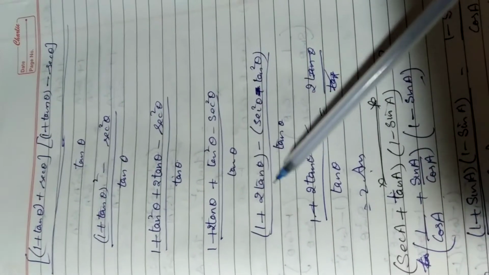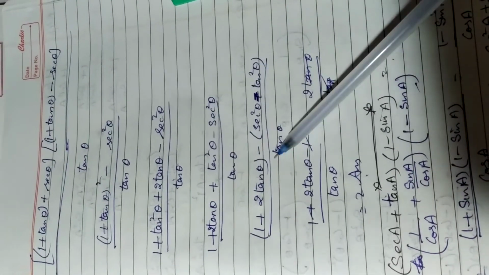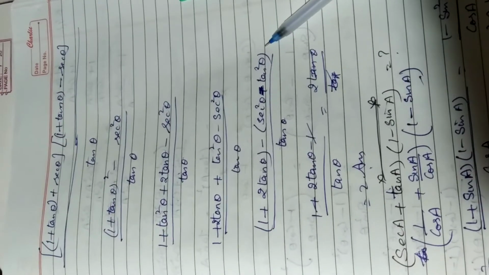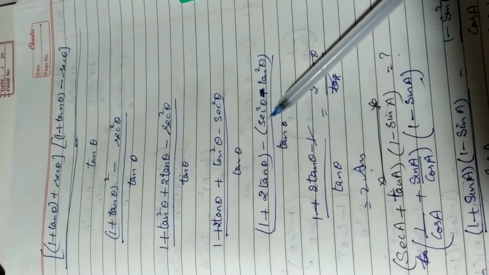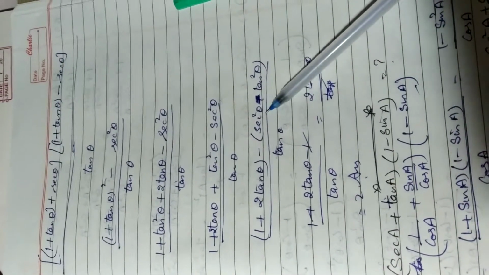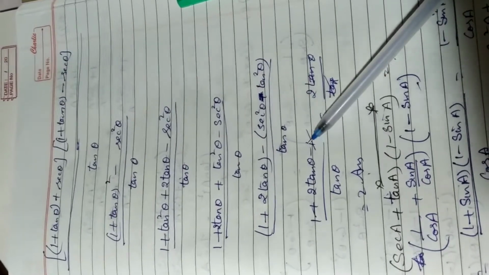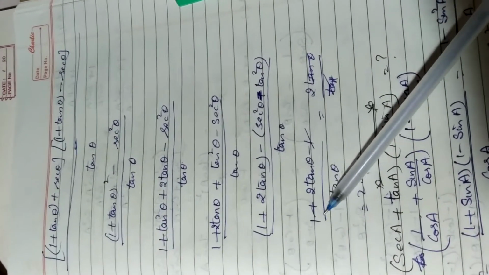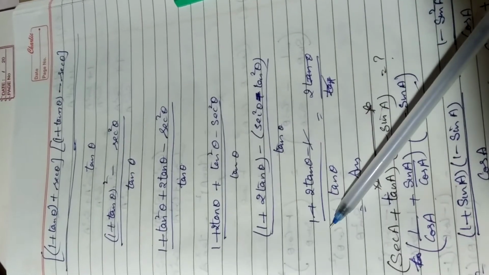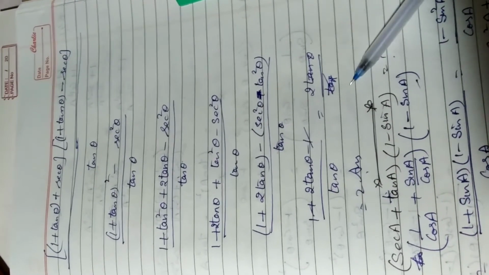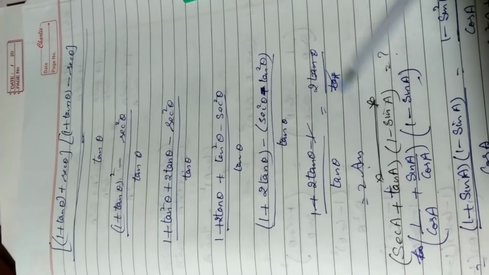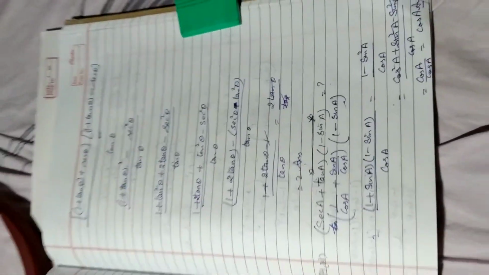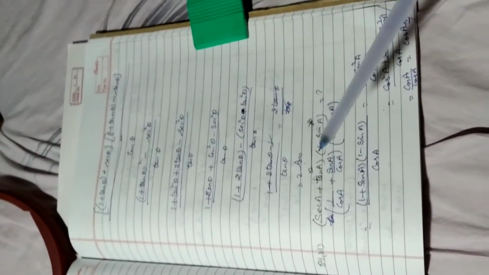Now it is 1 plus 2 tan theta plus tan square theta minus secant square theta upon tan theta. Here secant square theta minus tan square theta is 1. We have done the identity: secant square theta minus tan square theta is 1. We put the value 1 here, so we get 1 plus 2 tan theta minus 1. 1 cancels and we get 2 tan theta by tan theta. Tan theta cancels and it is equal to 2. The answer becomes equal to 2.